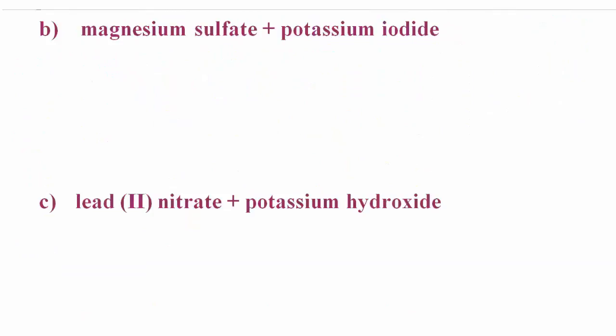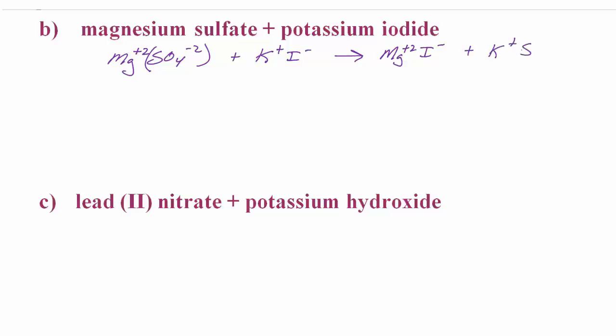Magnesium sulfate and potassium iodide. So magnesium is in group 2, so it has a +2. Sulfate has a -2. So those 2's just cancel out. Potassium is in group 1. Iodide has a -1 charge. So what are my possibilities here? I can form magnesium with the iodide and potassium ion with the sulfate.